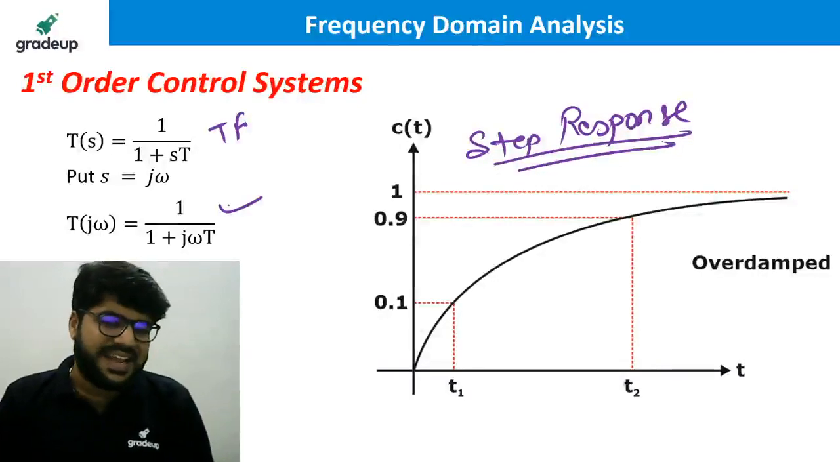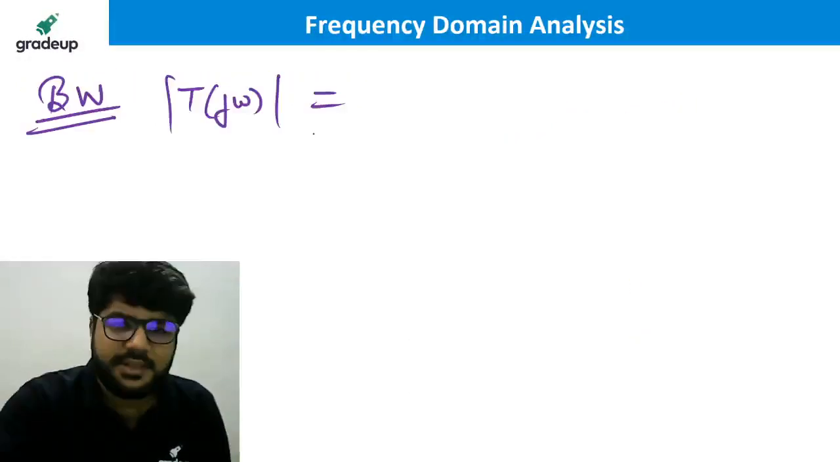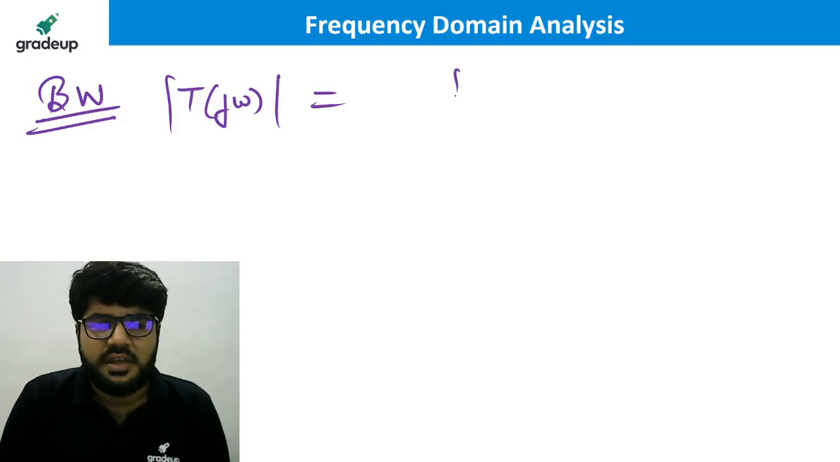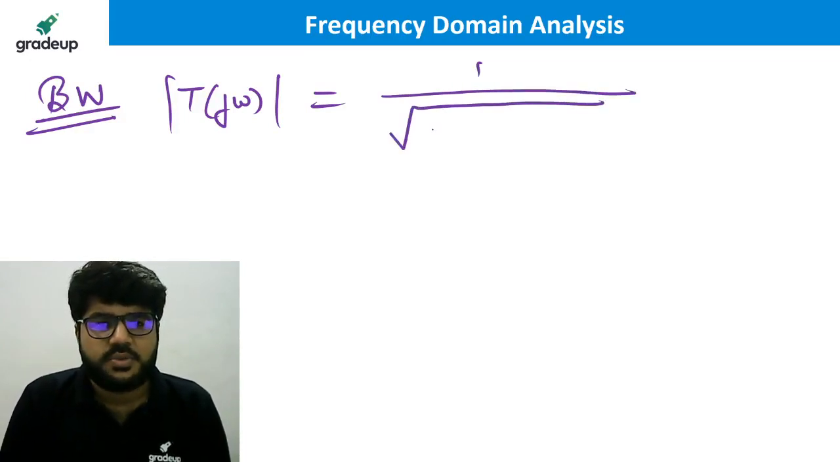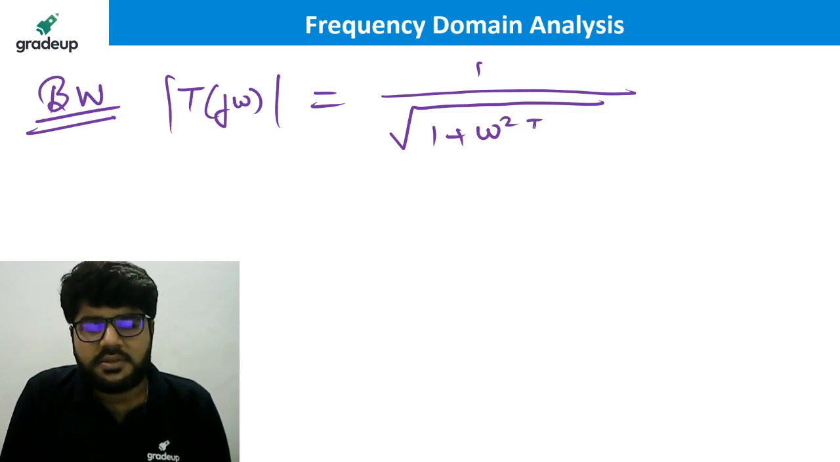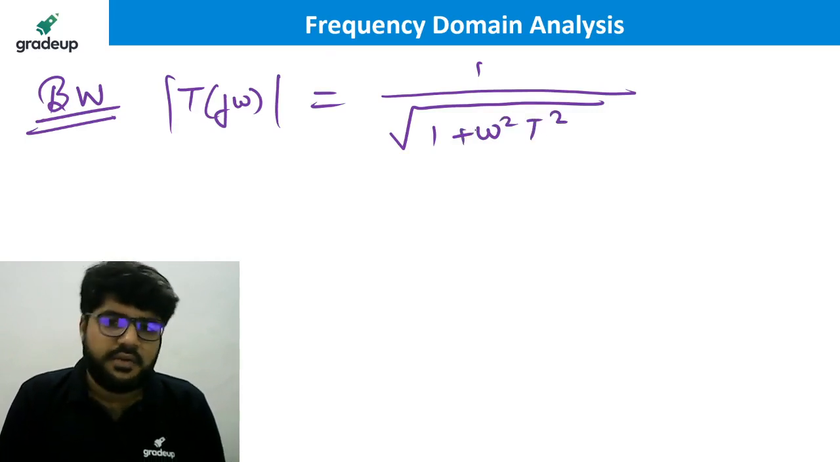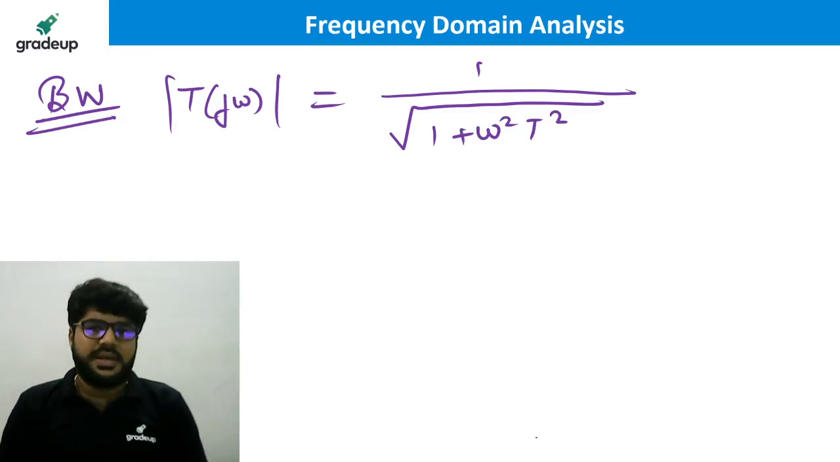Here it is a very simple calculation. 1 upon 1 plus j omega T. So what is the magnitude of this function? 1 upon, write down under root x square plus y square. So 1 upon under root 1 plus omega square T square.